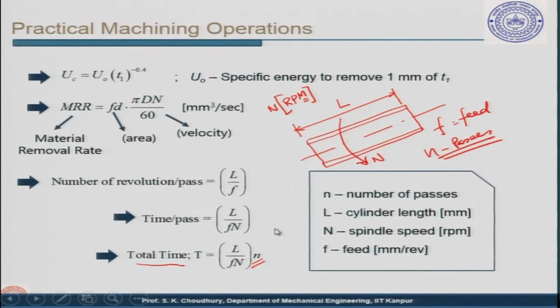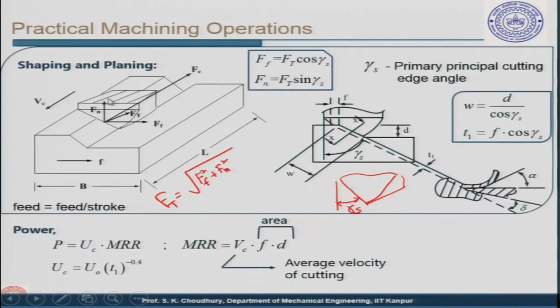Then we came to shaping and planing, and in shaping and planing we said that the forces are different and we have shown the forces. Fn is perpendicular to the finished workpiece, Ff is along the feed direction, and their sum is Ft, the thrust force, which is given by root over Ff square plus Fn square. By the way, this Fn is perpendicular to the transient surface. This is the transient surface.